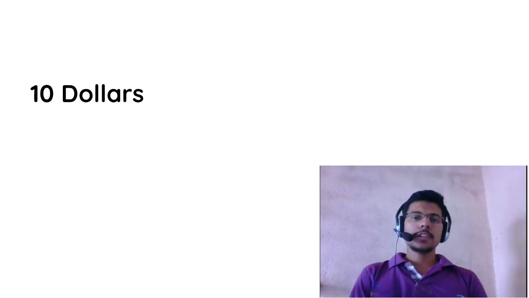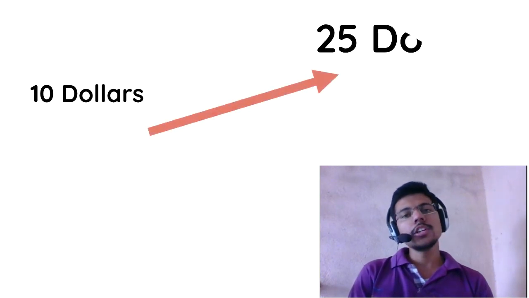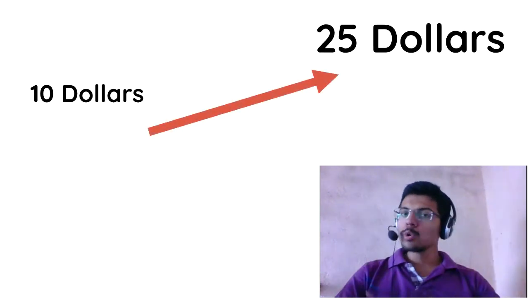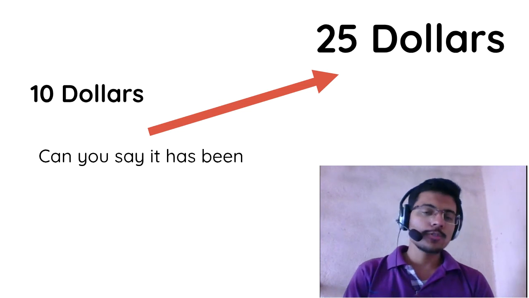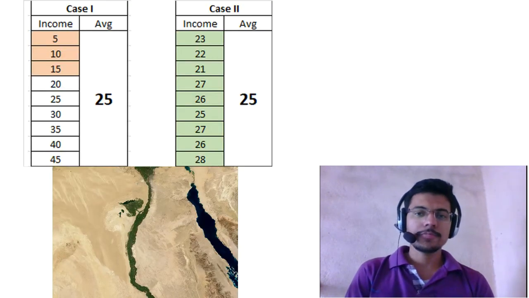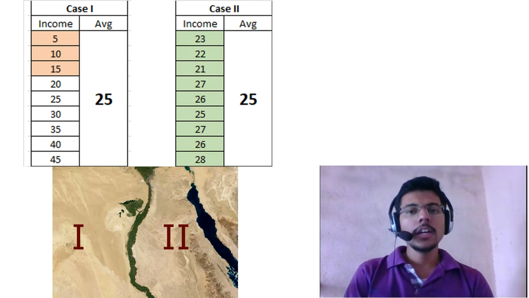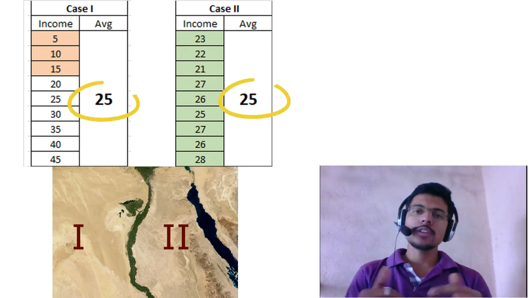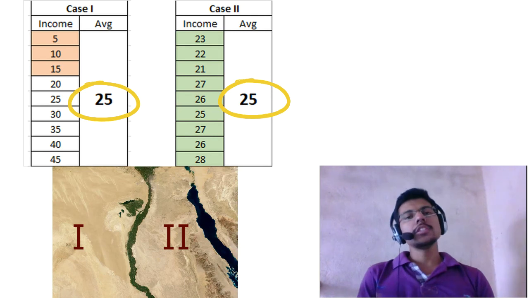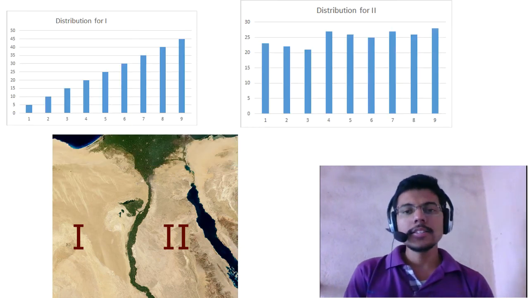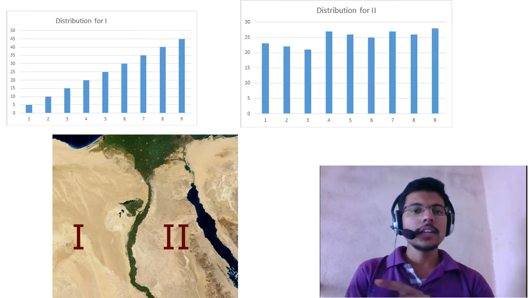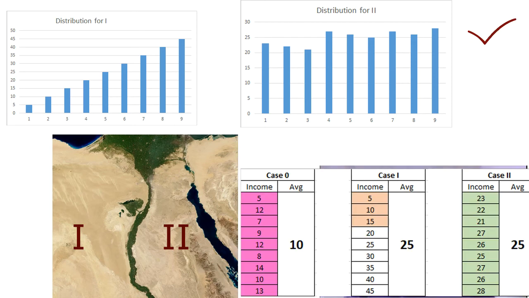After our improvement project, the average income has increased to $25 at both the study areas. Can you say that it has been beneficial in both the areas in the same way? Just record your answer. The income after the project can be seen as below. In both the cases, the average is $25. But if we see the distribution, it is clearly seen that in second case, there is a better standard of living, equity in distribution, and it's a preferable case.